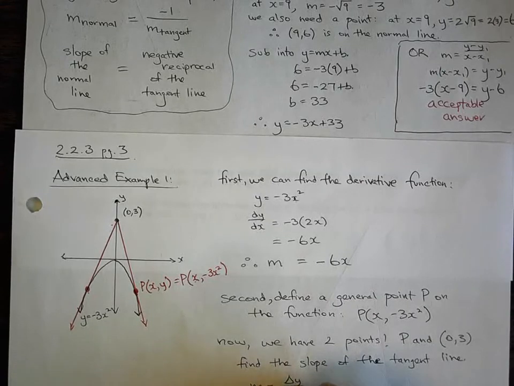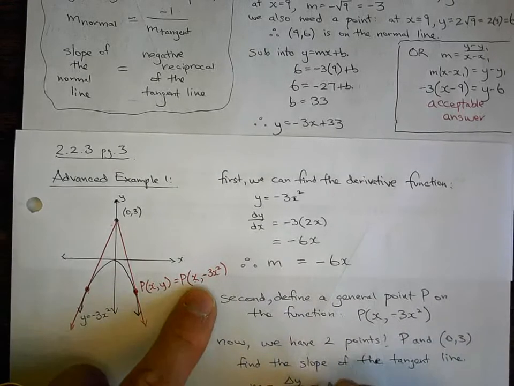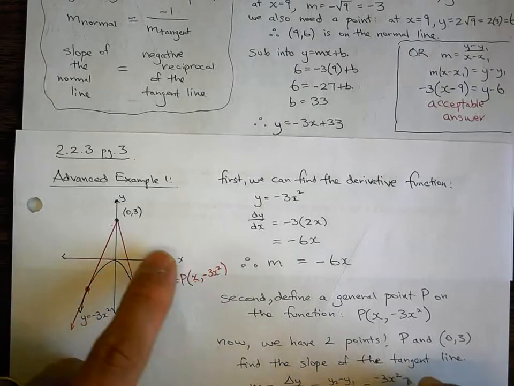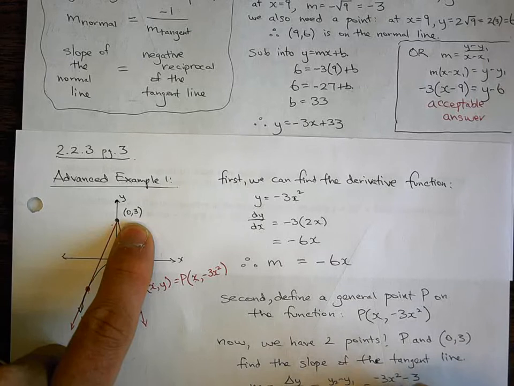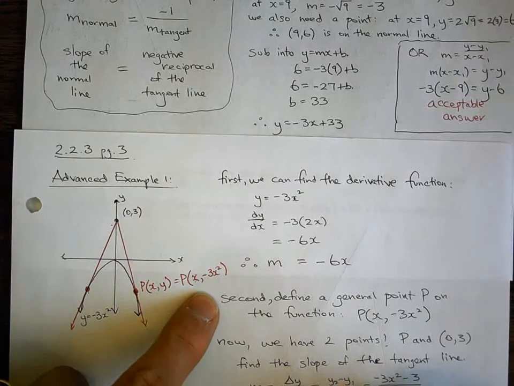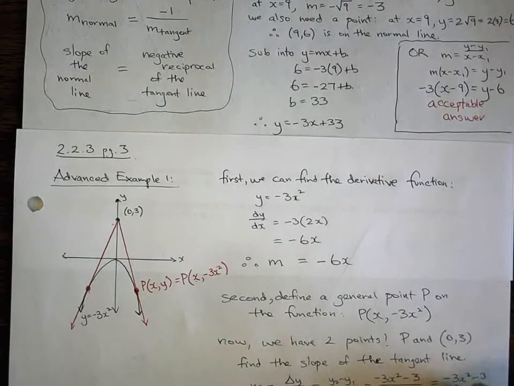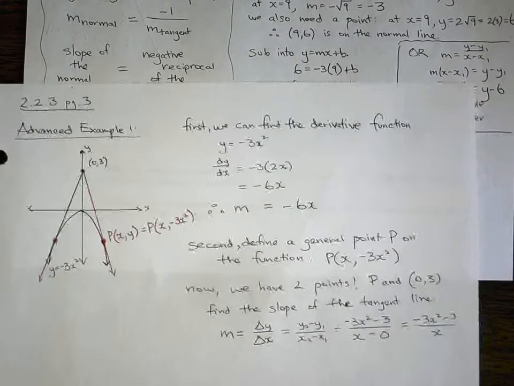In other words, I take my y value. So y2 minus y1 over x2 minus x1. So I take y, negative 3x squared minus 3, over x minus 0. If I simplify this a little bit, I get negative 3x squared minus 3 over x. Oh my god, you couldn't see any of that.